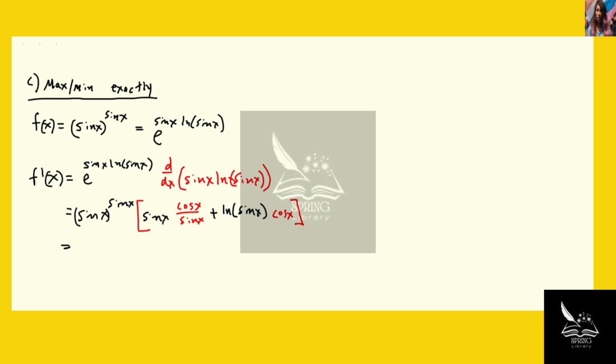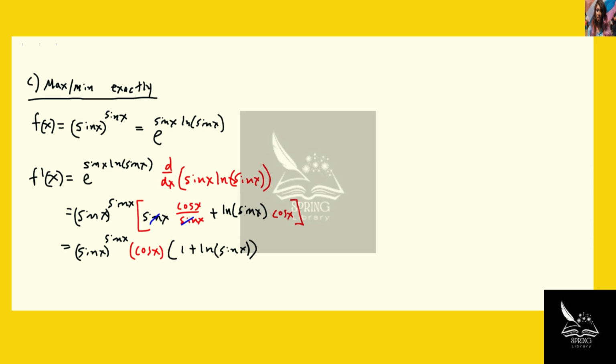So now notice that here those sine of x's cancel out, and we can factor out a cosine of x. So let's go ahead and do that. So sine of x raised to the sine of x times, so we factored out that cosine of x on the inside, so we have the cosine of x here. And then factoring that out, we'll have 1 plus natural log of sine of x.